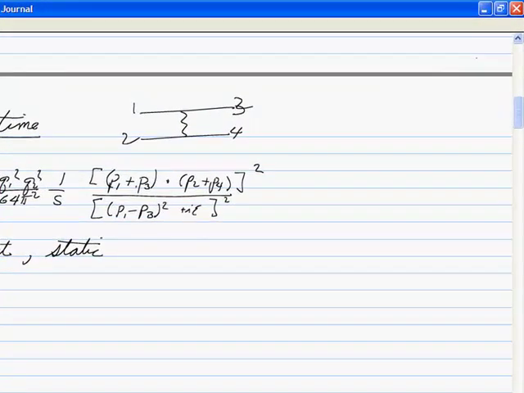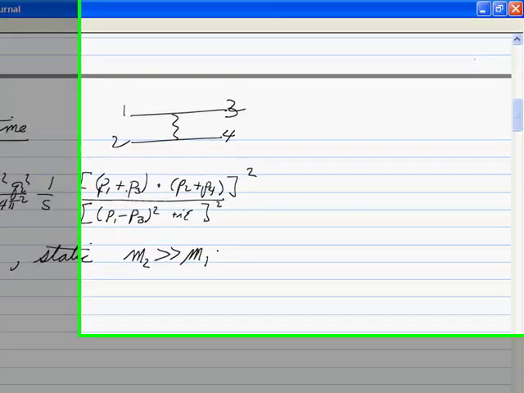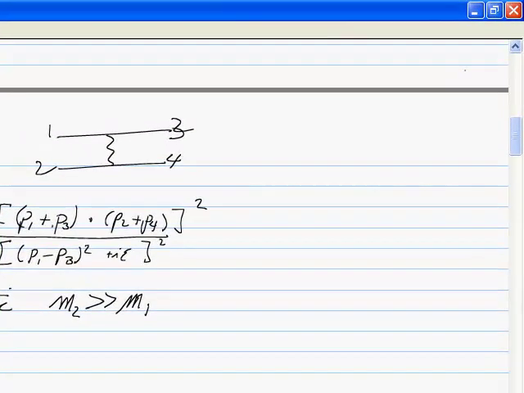Okay? And static means that M2, one of the particles, is much, much heavier than M1, so that it doesn't recoil. So it just sits there. That's static. So the one guy comes in, scatters off. The other guy just sits there. It's big and heavy. It's an electron scattering off of a proton.